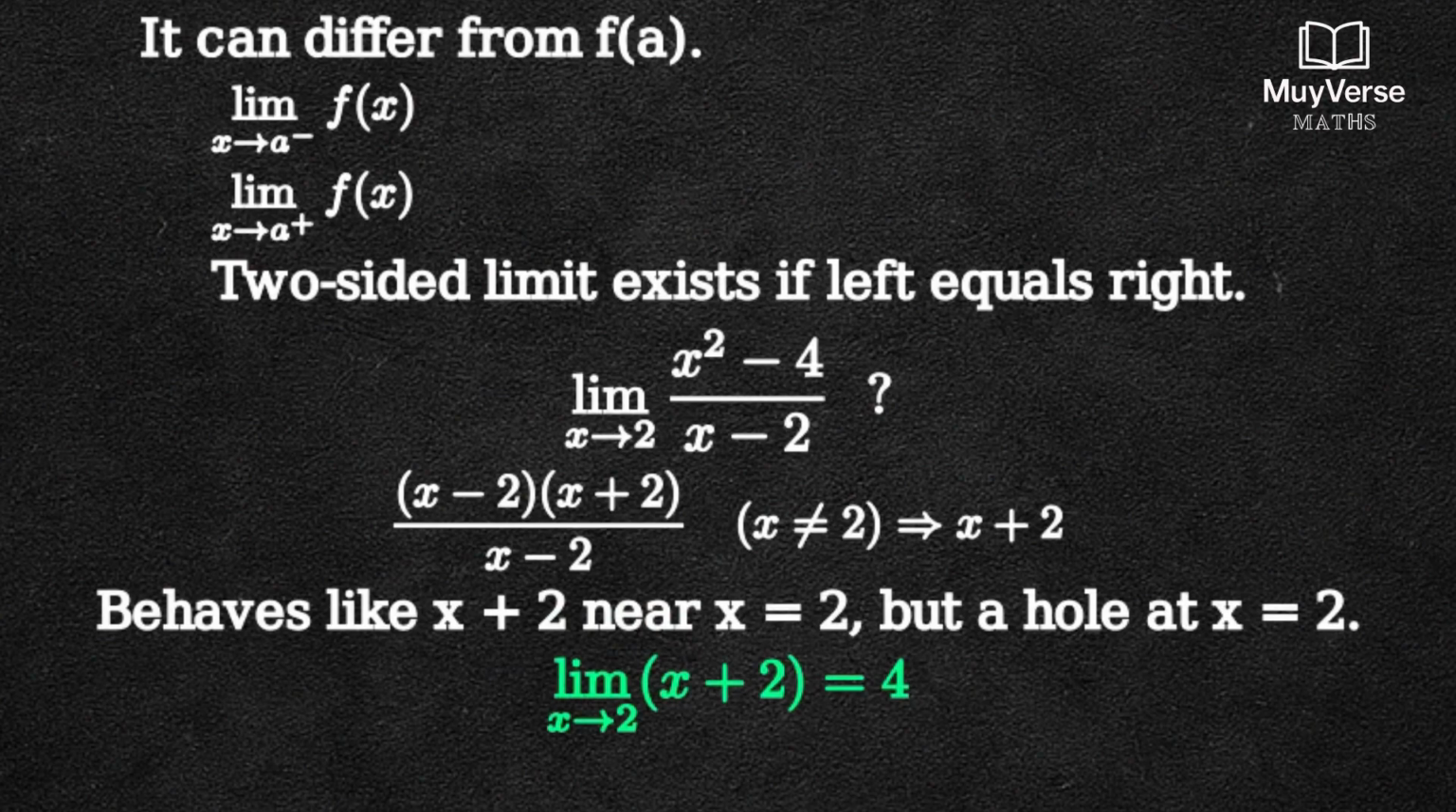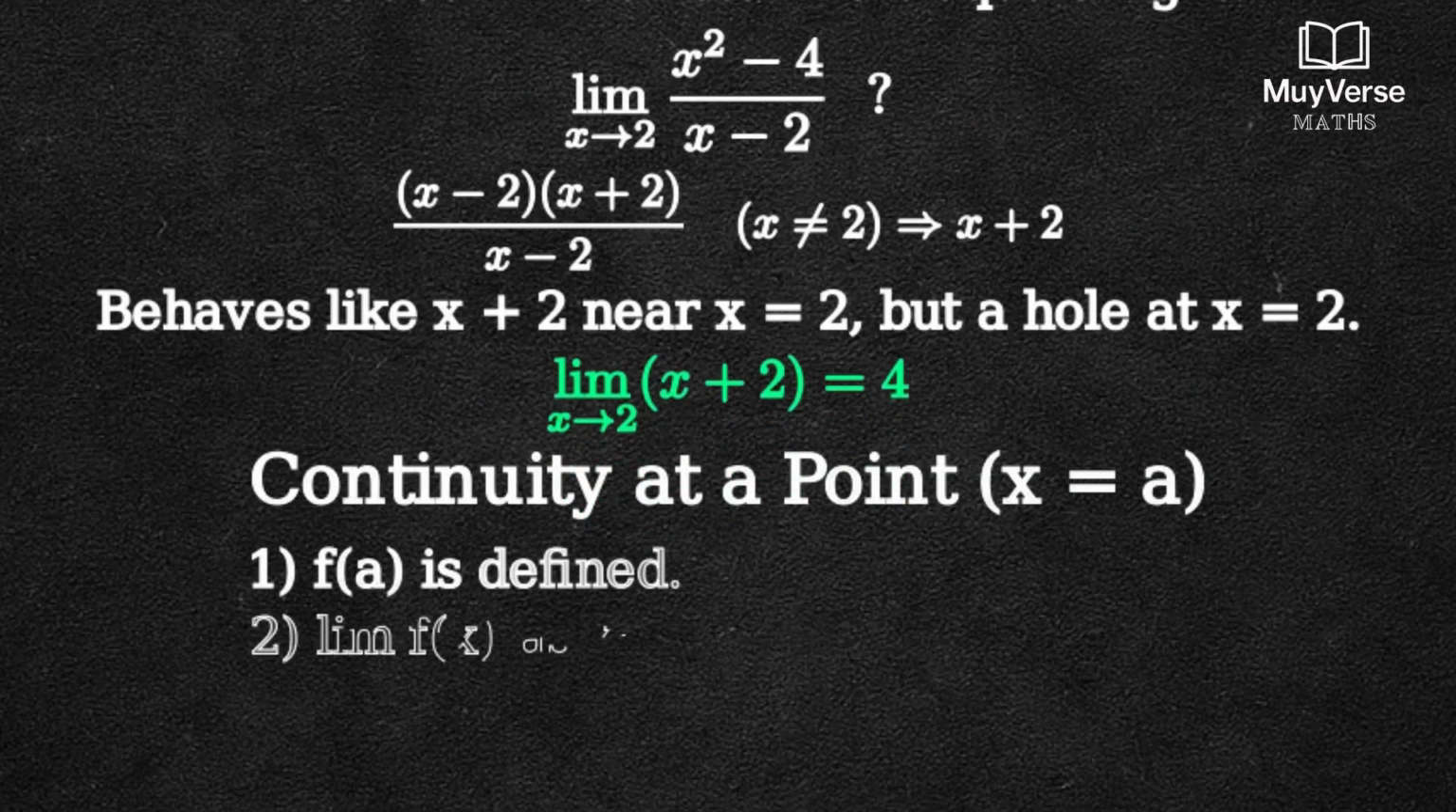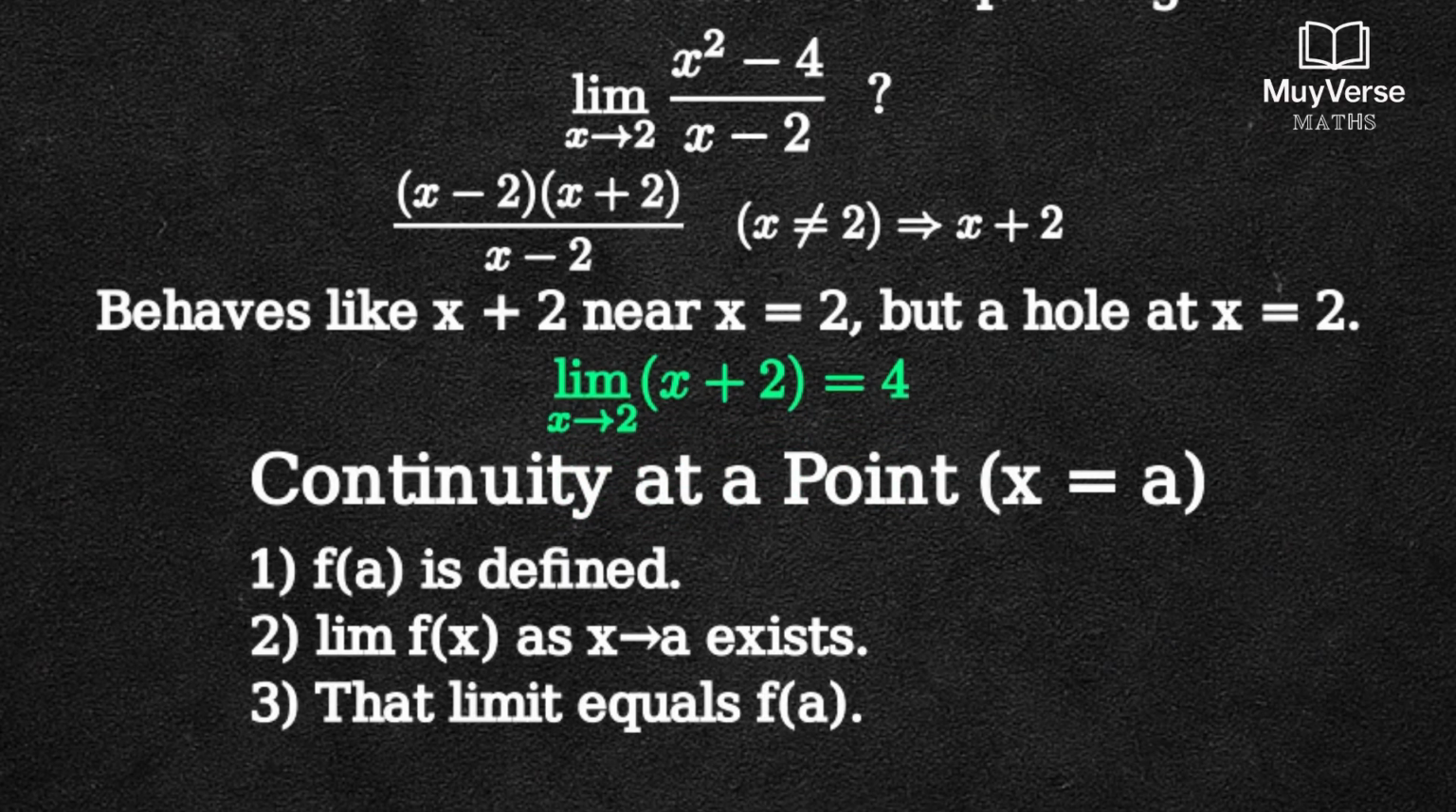Continuity links directly to limits. A function f is continuous at x equals a if and only if three things hold. 1. f of a is defined. 2. The limit of f of x as x approaches a exists. 3. That limit equals f of a.